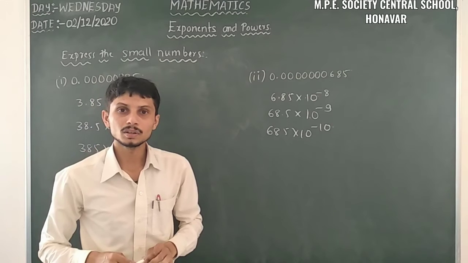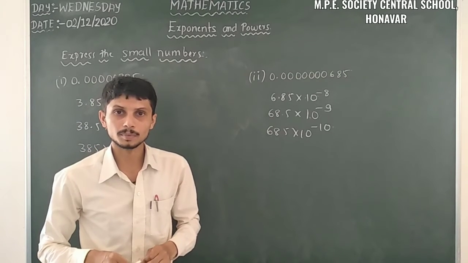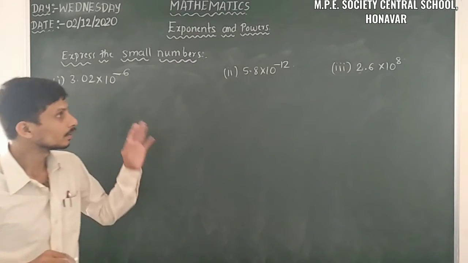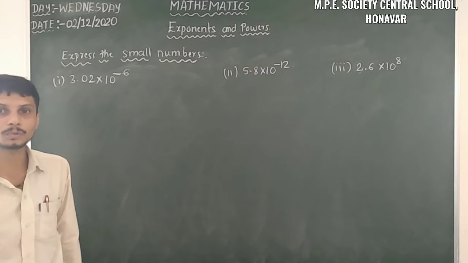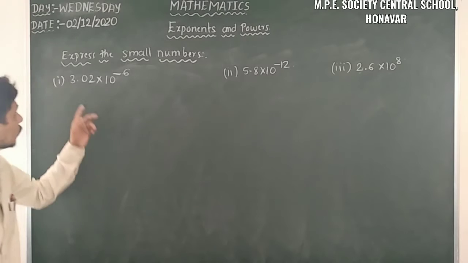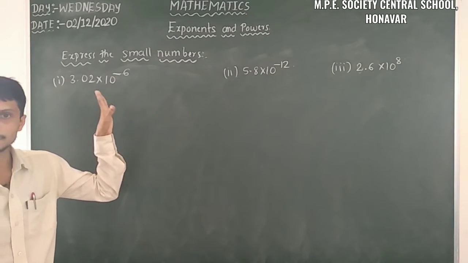So let us move on to the next set of problems. Here there are 3 problems. So let us take one by one. Just observe: 3.02 into 10 raised to minus 6.